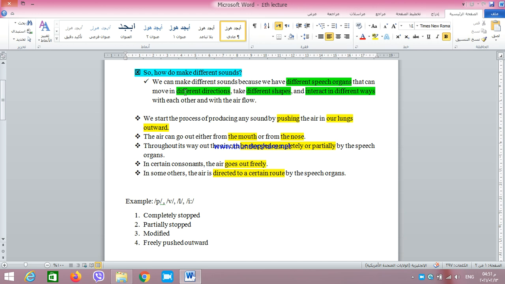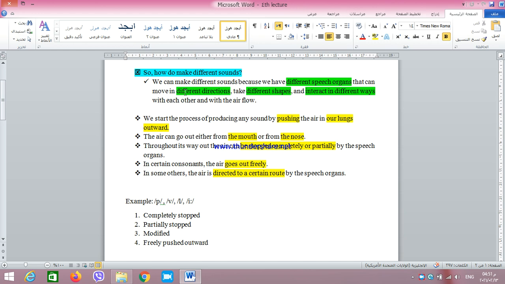Actually, these speech organs move in different directions and they can take different shapes. So, for example, the lips can be rounded, like in the pronunciation of the sound O, and can be spread, like in the pronunciation of the E. The tongue can be curved, can be pushed forward. The soft palate can be raised, can be lowered. So we have different shapes, and we are going to talk about these shapes and these speech organs in details.